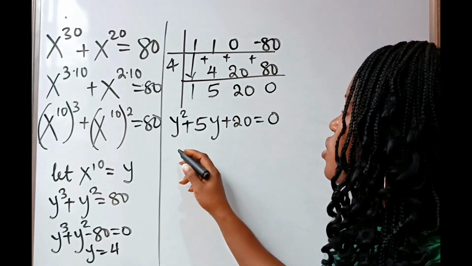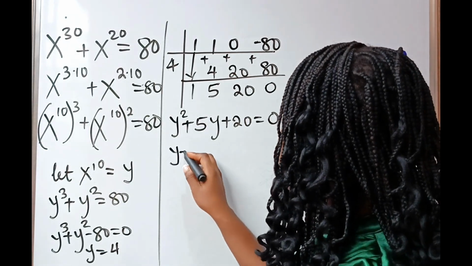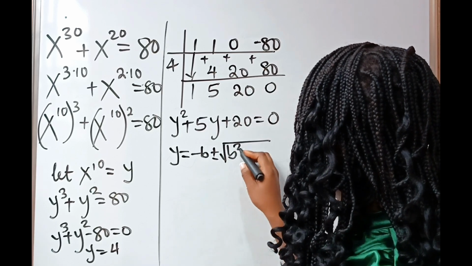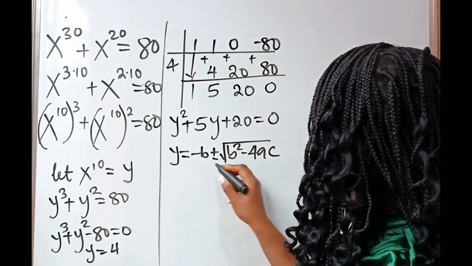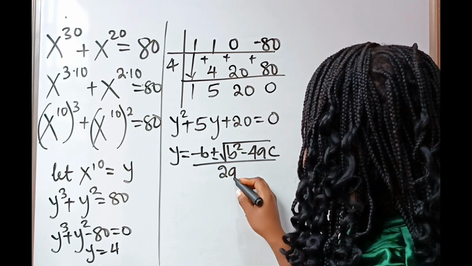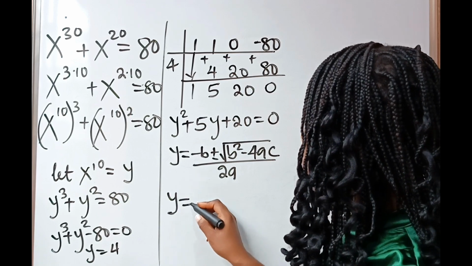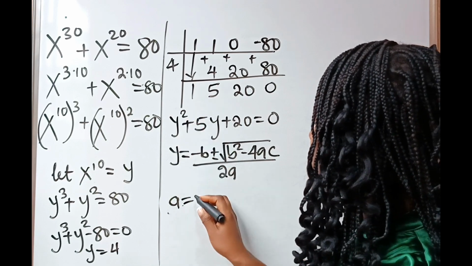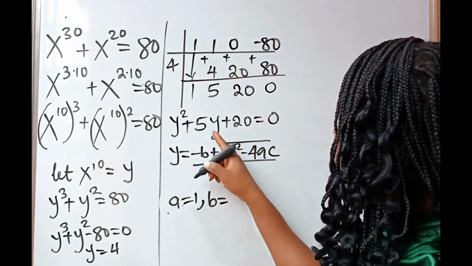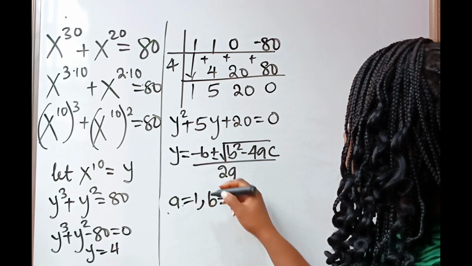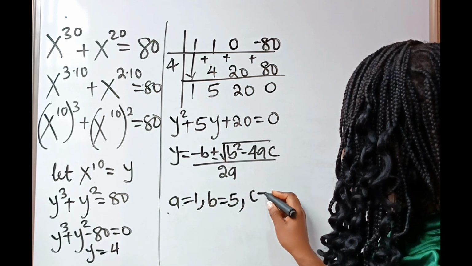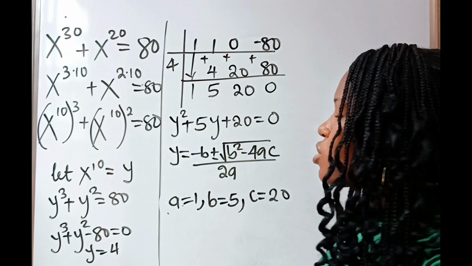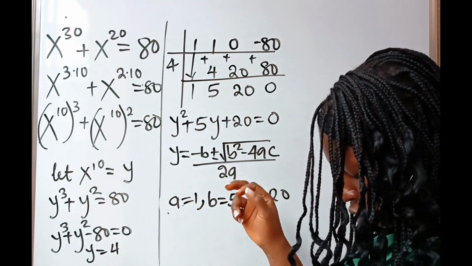There are none. So using the quadratic equation formula, y is equal to minus b plus or minus the square root of b squared minus 4ac, everything divided by 2a. Before that, our a is the coefficient of y squared, which is 1, and b is the coefficient of y, which is 5, and c is our constant, which is 20. So we are now going to substitute these values into this place.